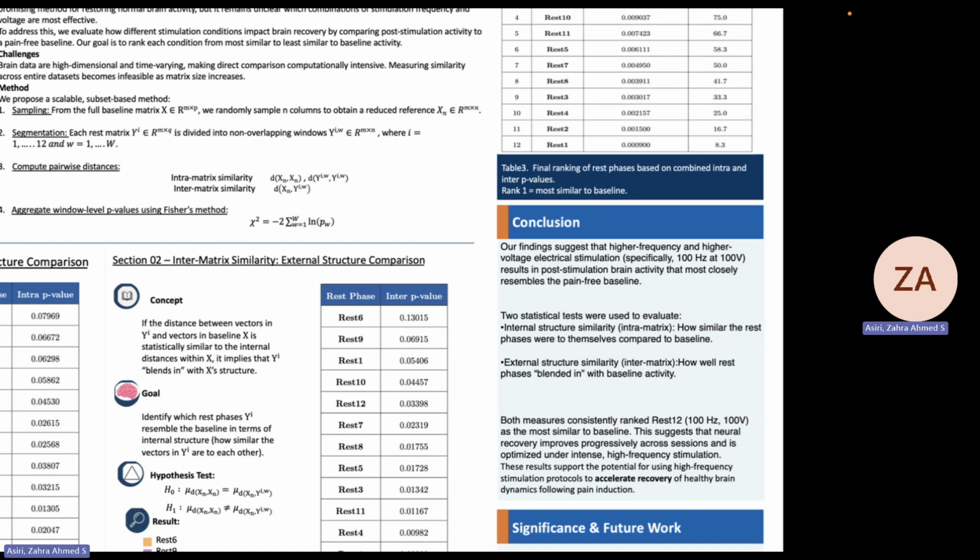This approach introduced a simple, scalable way to evaluate brain recovery using pairwise distance. In the future, I plan to apply more advanced methods like permutation tests, kernel approaches, or manifold learning to uncover even deeper insights.